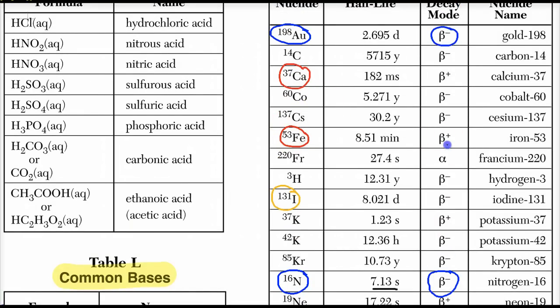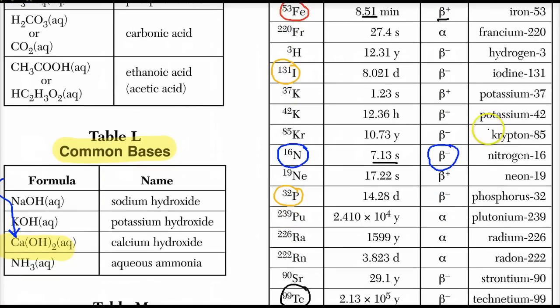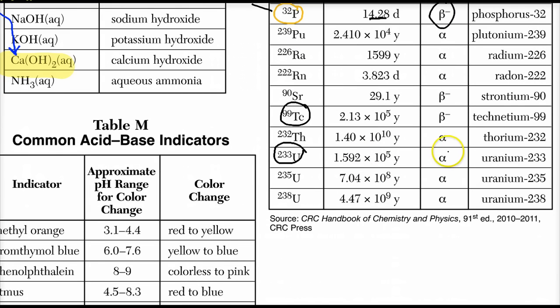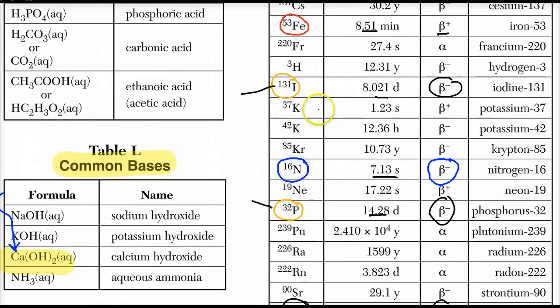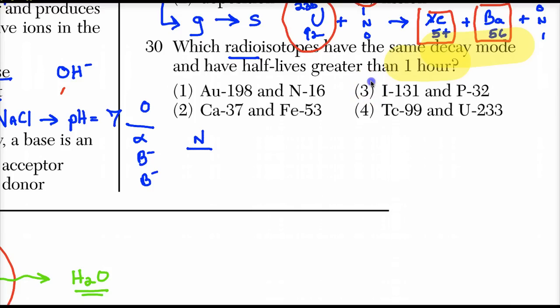Then we had calcium 37 and iron 53. Both are positron decay, which is good, they're the same, but this is less than an hour, so is this. So we're left with 2. Iodine 131 is 8 days, and P32 is 14 days, this half-life, and they're both beta decayers, so this is the pair you want. Technetium 99 and uranium 233 are different decay modes, so you can't use that. So the winner is going to be the one with the same decay mode, in this case beta particle, and half-lives that are greater than an hour, are the iodine 131 and P32. So choice 3 is the answer here.